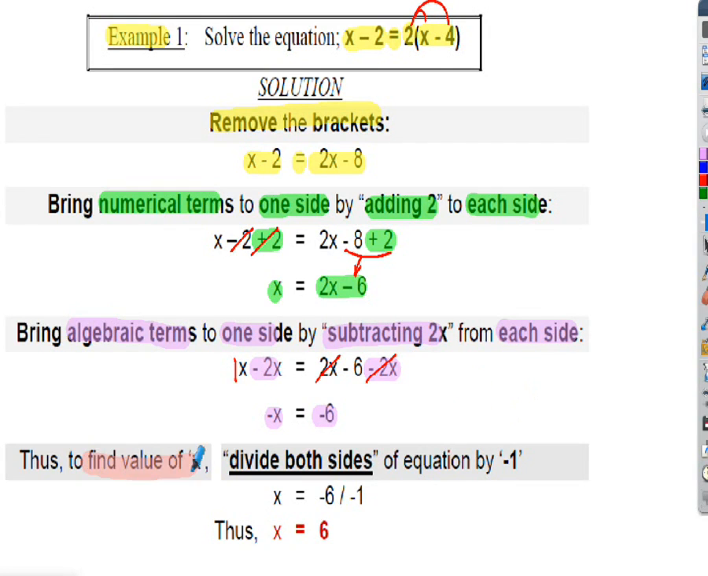Finally, to find the value of x, I'm going to divide both sides by negative 1. To divide the left hand side by negative 1, I simply get x. Divide the negative 6 by negative 1, I get the value of positive 6. So x in this case is equal to positive 6.